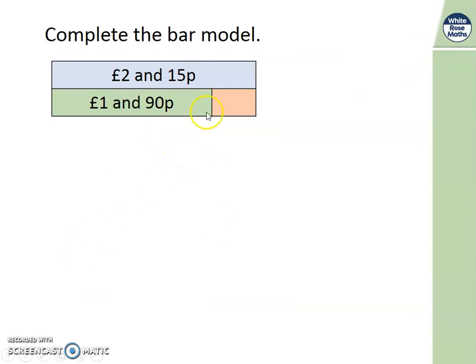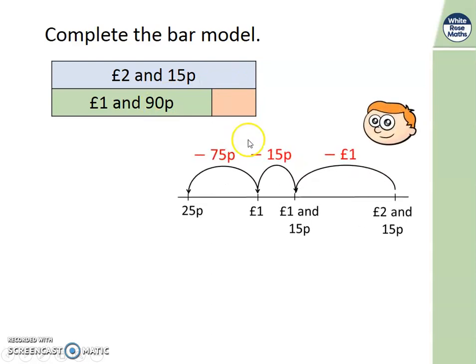Let's have a look at this bar model. We can see the whole amount is £2 and 15 pence, and one part of it is £1 and 90 pence. We want to know the missing part. Ron says he's going to do his subtracting method. So at this end he puts the total amount, and he takes off jumps valued up to £1.90 across the top. From £2.15 he jumps back 1 whole pound and he lands at £1.15.